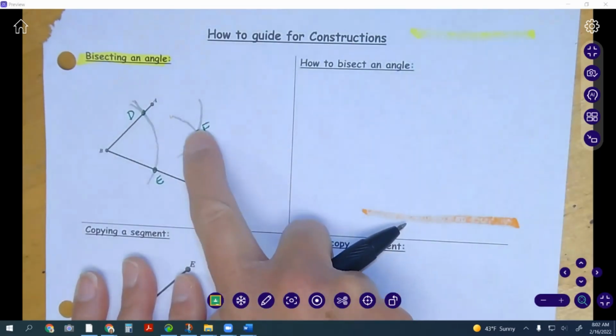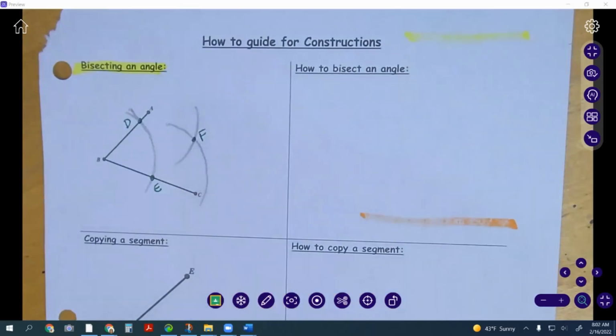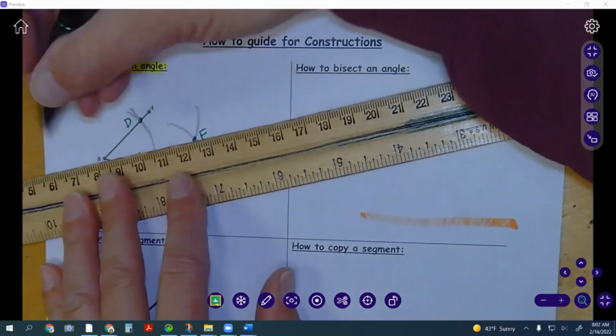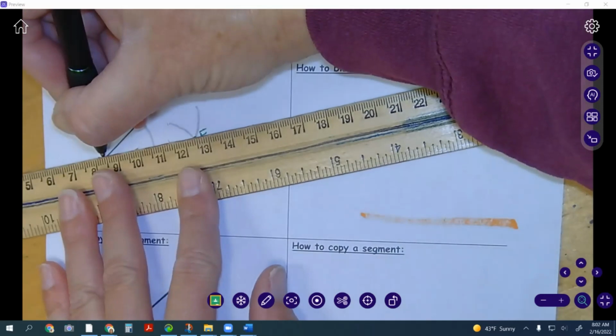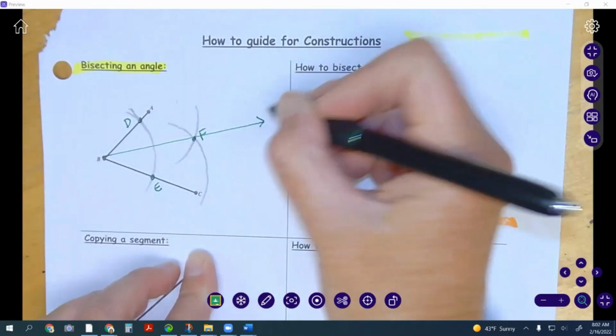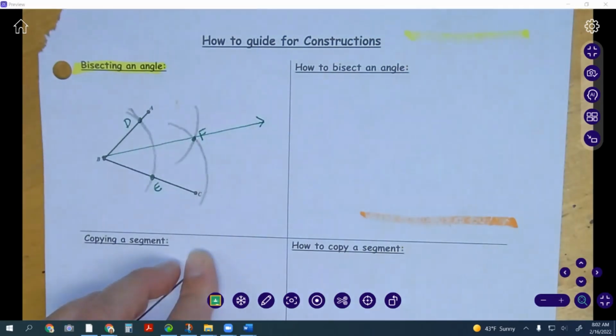That point would be a 4th vertex of a rhombus. We really constructed a rhombus, okay? But we don't need the rhombus. What we need is our angle bisector. So I'm going to connect B through F. And that line is my angle bisector. That's cutting it in half.